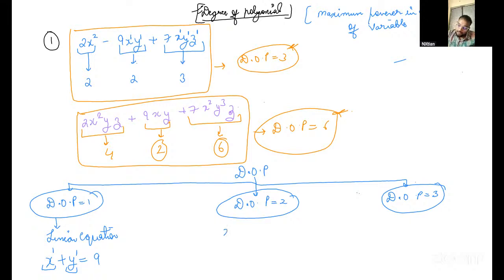Okay. Now if I write x squared minus y minus 7, what is the maximum power of this? 2. What is the maximum power of this? 1. Okay, so the total maximum power of the polynomial is 2. So this equation is called a quadratic equation.